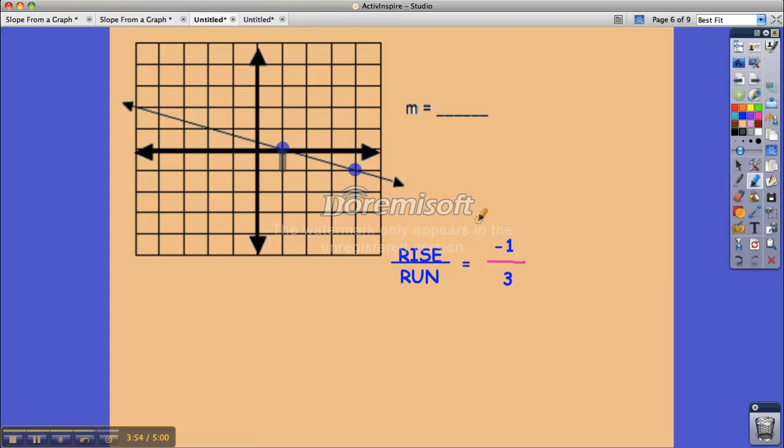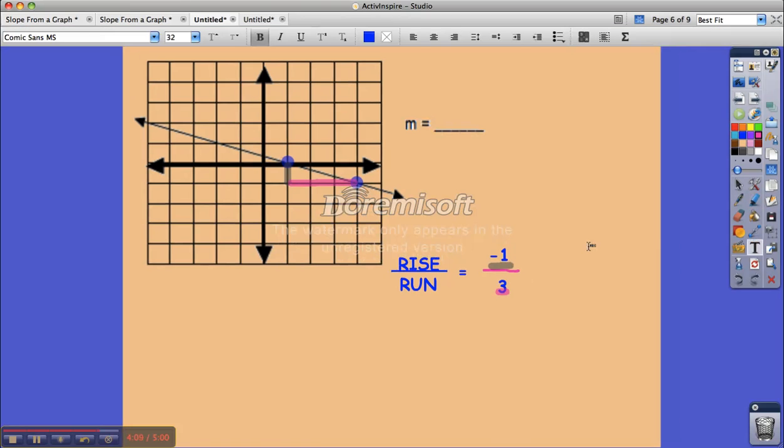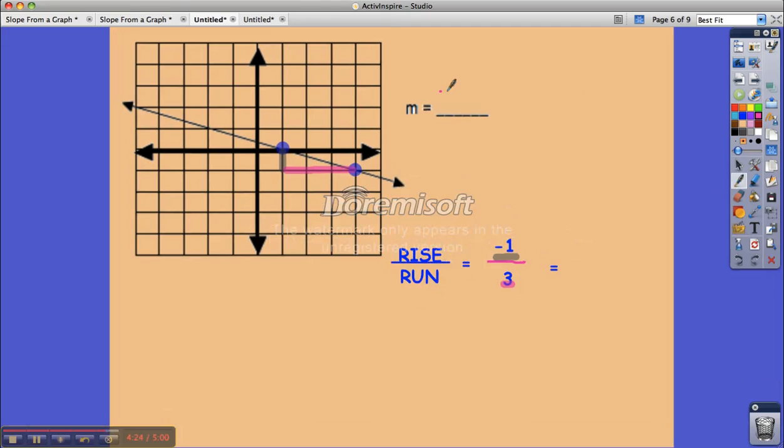So right here, notice that I had negative 1. And then my run was right 3 spots. So notice that my run was positive 3. Well, negative 1 over positive 3, that's not improper. That is just a regular fraction. And we know 1/3 is 0.3 repeating, so I'm just going to leave this as a fraction because it's easier that way. So my fraction would just be negative 1/3. That means my slope, I can go over here and write it, is just negative 1/3. That's it. I can leave it like that.